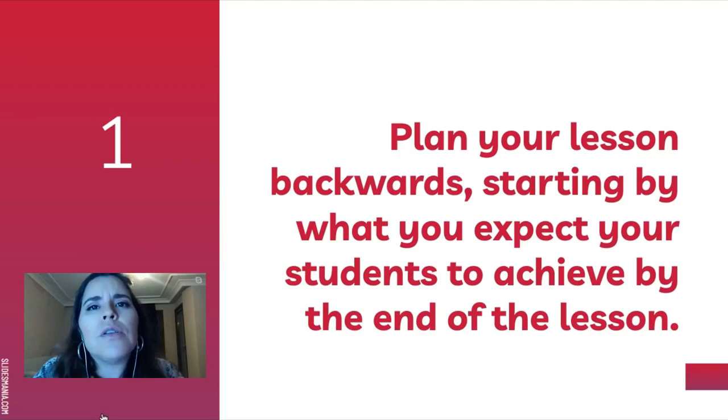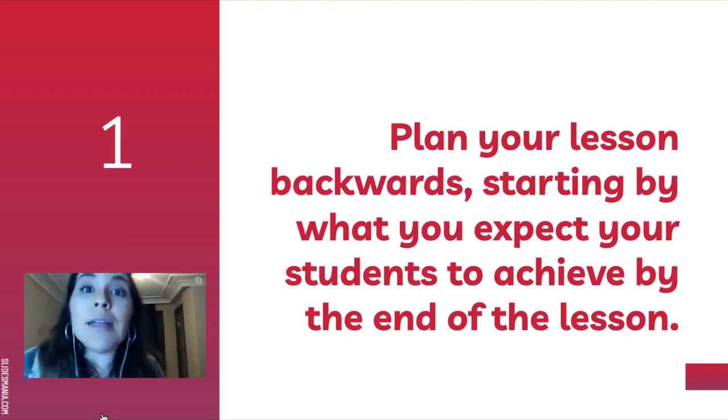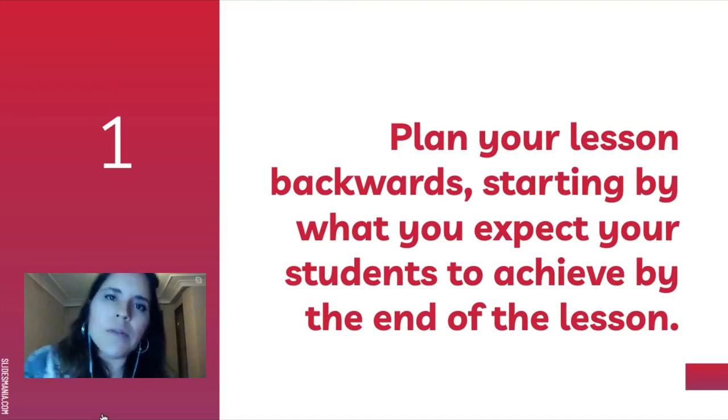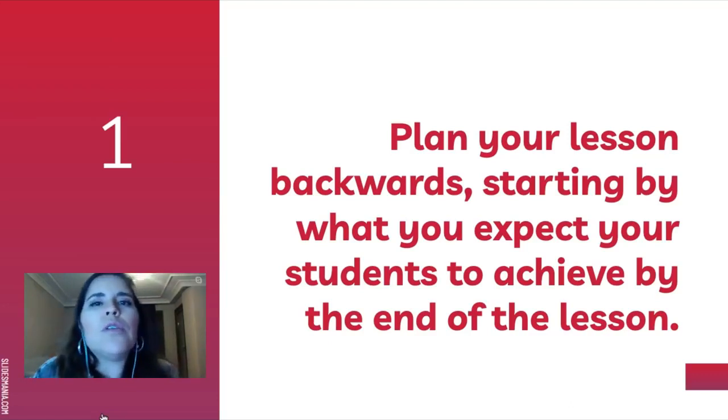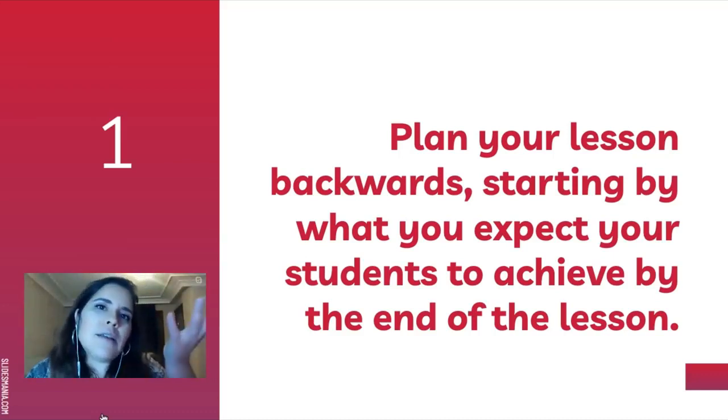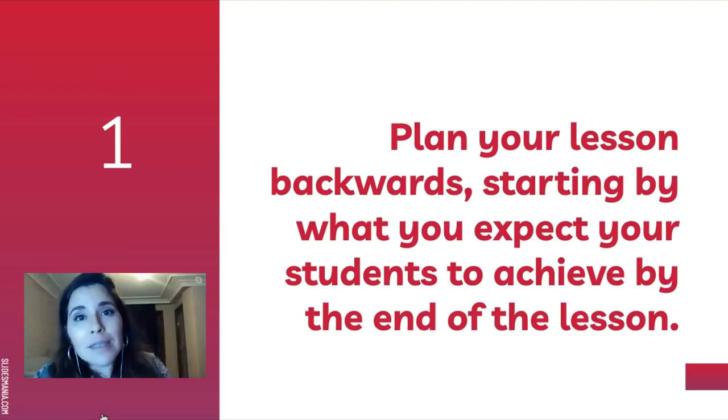starting by what you expect your students to achieve. So start by the learning outcomes, and then you go backwards. For instance, by the end of the lesson, you may want your students to talk about their routines, and you want them to use certain adverbs. This is an expected outcome. By knowing that, this will help you select the materials, the activities for class, and it will help you stage your lesson properly. So this is my first tip: plan your lessons backwards.